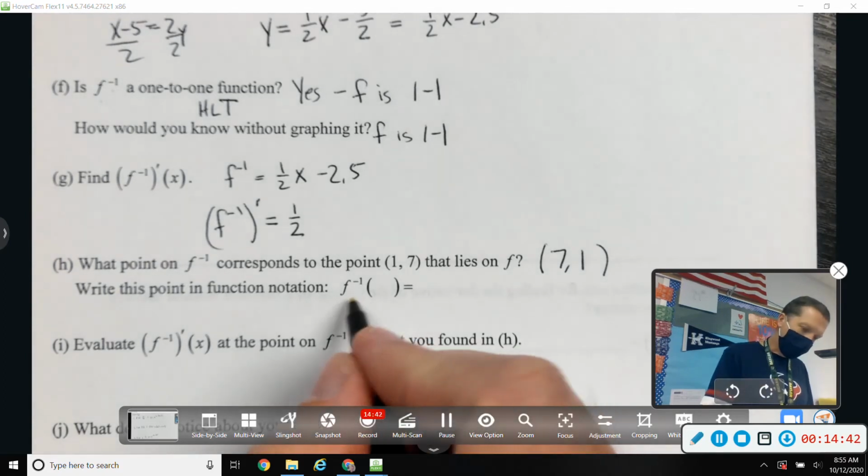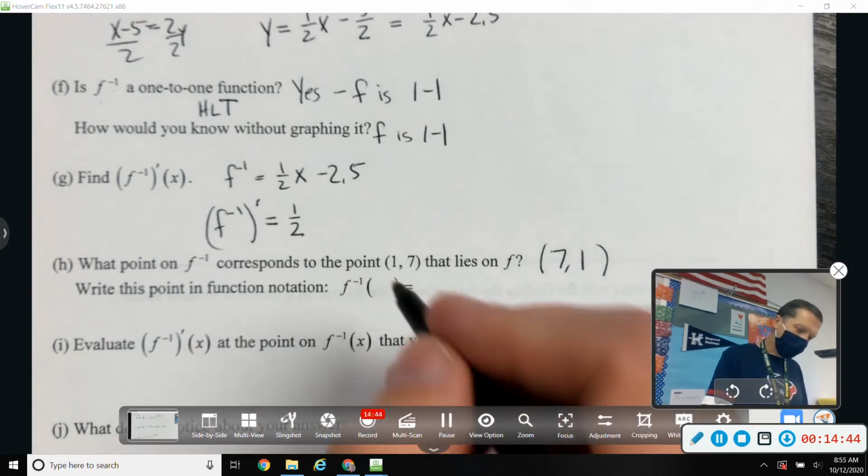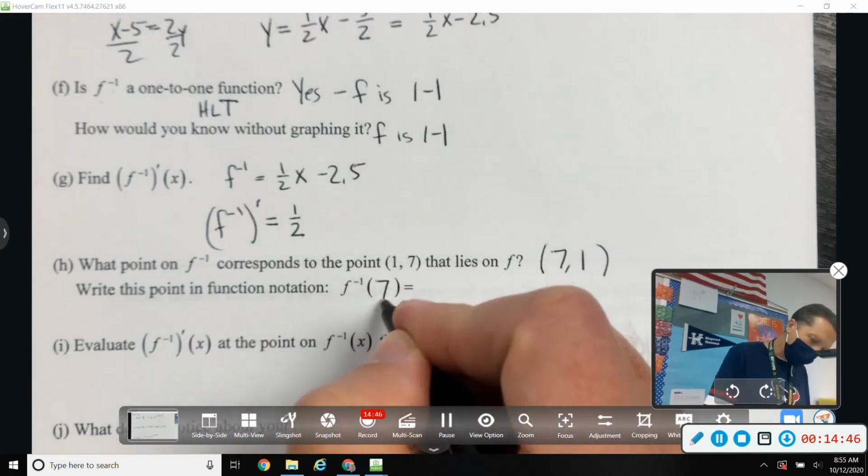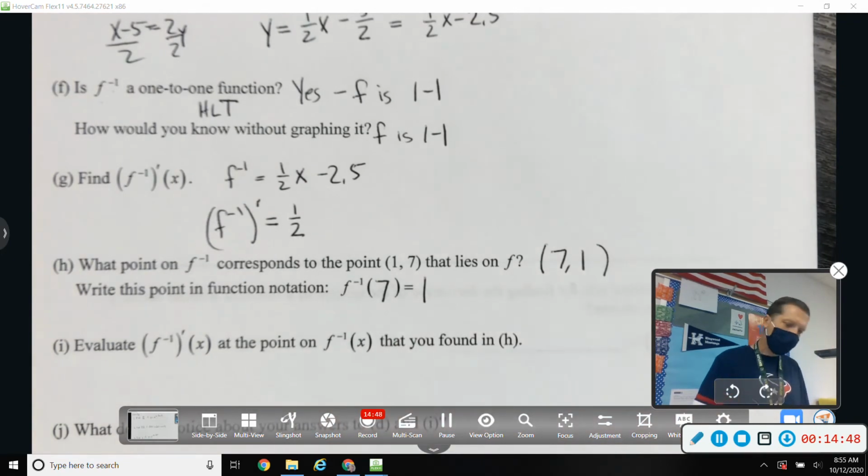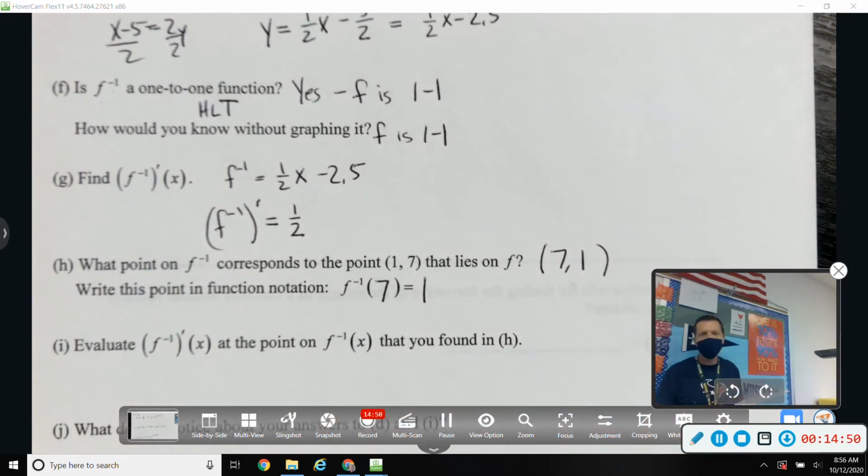Write this in function notation. Well, that means if the x is 7, the output is 1. If the input is 7, the output is 1. So (1, 7), (7, 1), they're kind of sister points for this problem. They go together. They switch the x and the y.